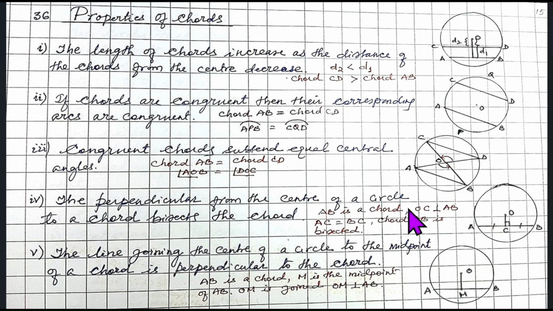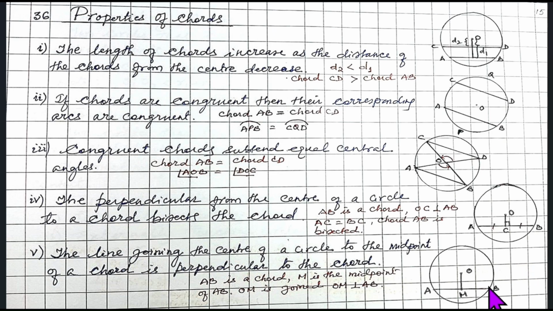The perpendicular from the center of a circle to a chord bisects the chord. So if you have a chord AB, a perpendicular drawn from the center of a circle to the chord bisects the chord. OC is perpendicular to AB, AC is equal to BC. Remember that a perpendicular drawn from the center of a circle to a chord bisects the chord, a very important property.